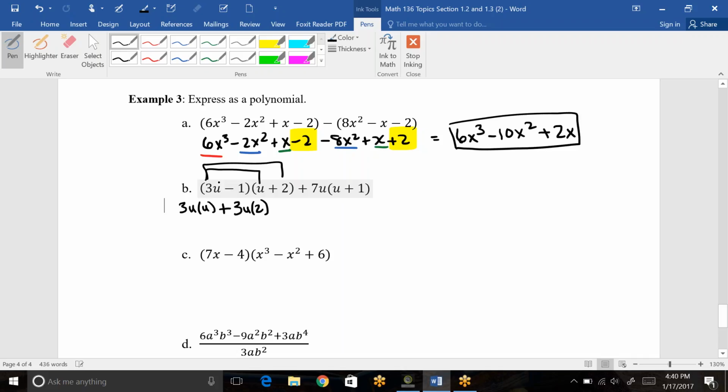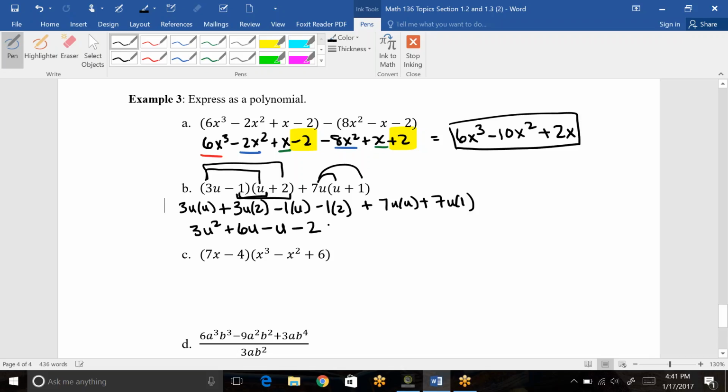So notice I put a plus sign between them. Then I need to do negative 1 times u, so that's a separate term. And then negative 1 times 2. Plus, because I have this second piece here, I will then need to distribute this. So 7u times u and 7u times 1. 3u times u would be 3u squared. 3u times 2 would be 6u. This would be negative u, or negative 1u if you want to write the 1 in. Negative 2, positive 7u squared, and 7u times 1 is 7u.